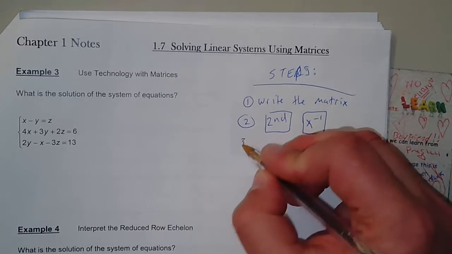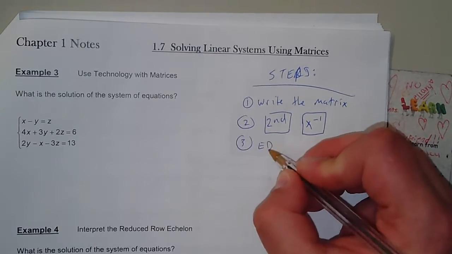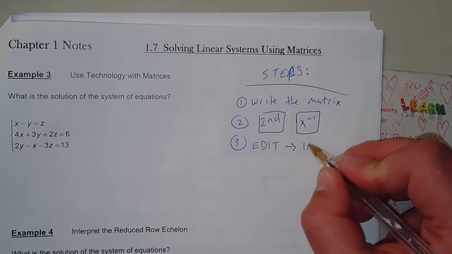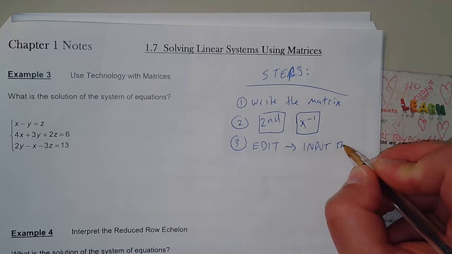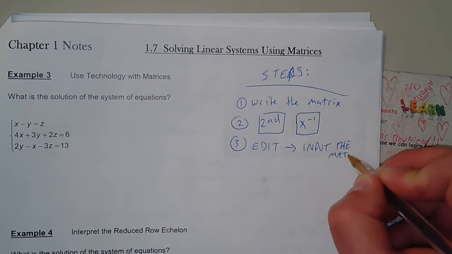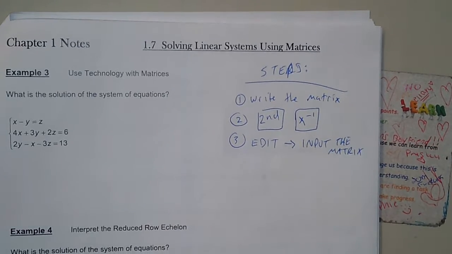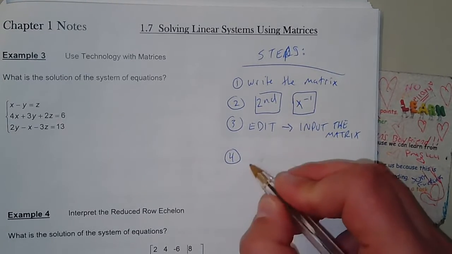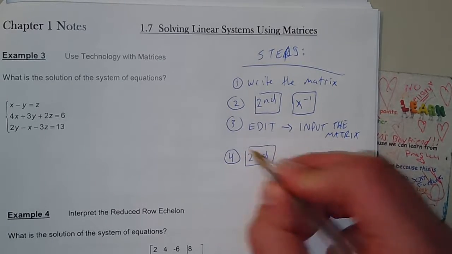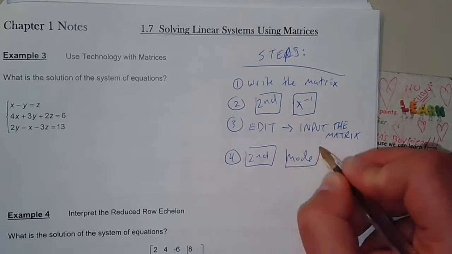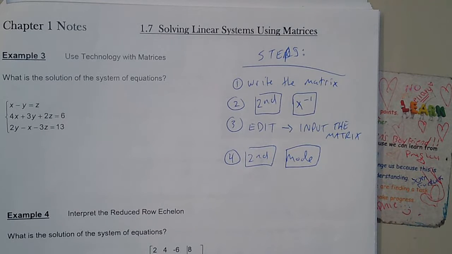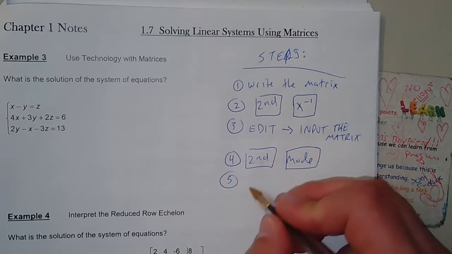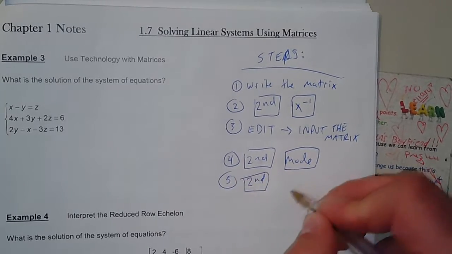All right, so then from there, we are going to pick the edit option. We're going to arrow over, and we're going to input the matrix. Whatever our matrix is from the problem, we're going to type it in. Step 4, we're going to press second mode. That quits us out of the program, I guess, not really an app there. Then step 5 is the same as step 2. We go back into the matrix menu.